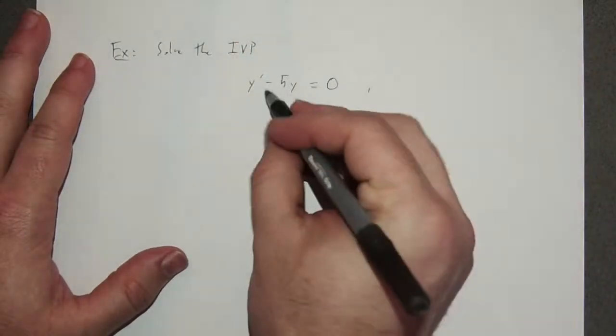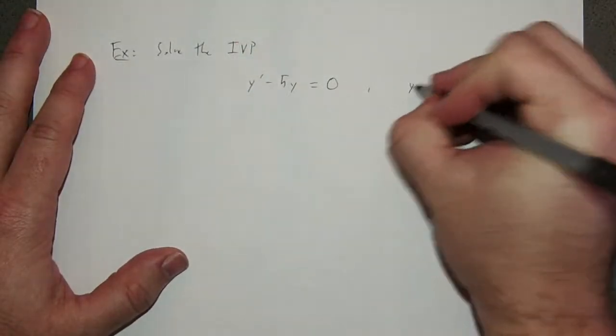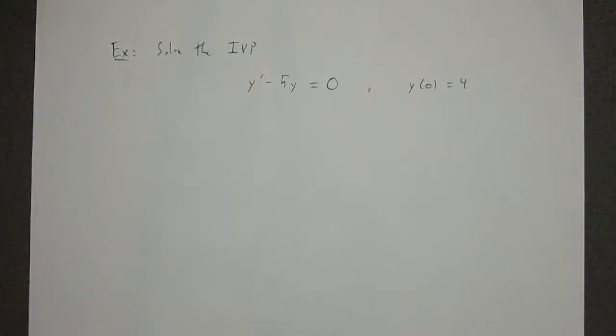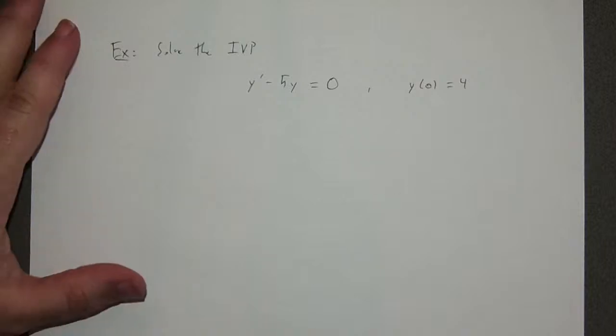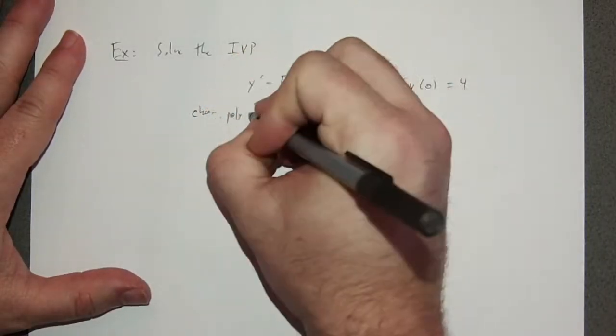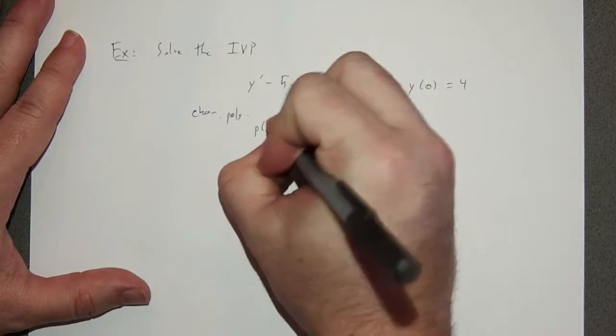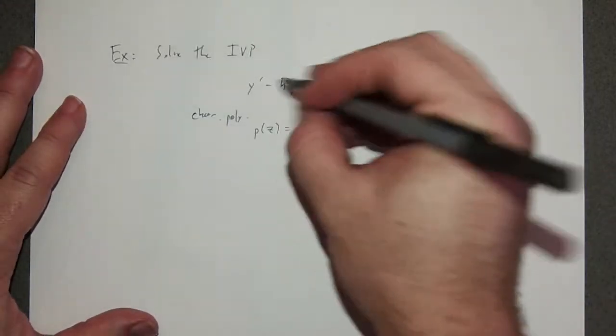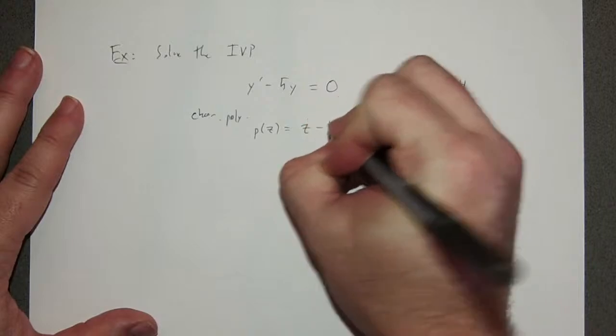And for an IVP involving a single thing here, we'll say y of 0 is equal to 4. Okay, so solve this IVP. Well, let's try to do it in our new way, right? Let's write out the characteristic polynomial. What is it? Rather than being a quadratic, since this is a first order equation, the characteristic polynomial should be degree 1. It should be a linear thing, right? A degree 1 polynomial. Well, here it is. It's z minus 5.